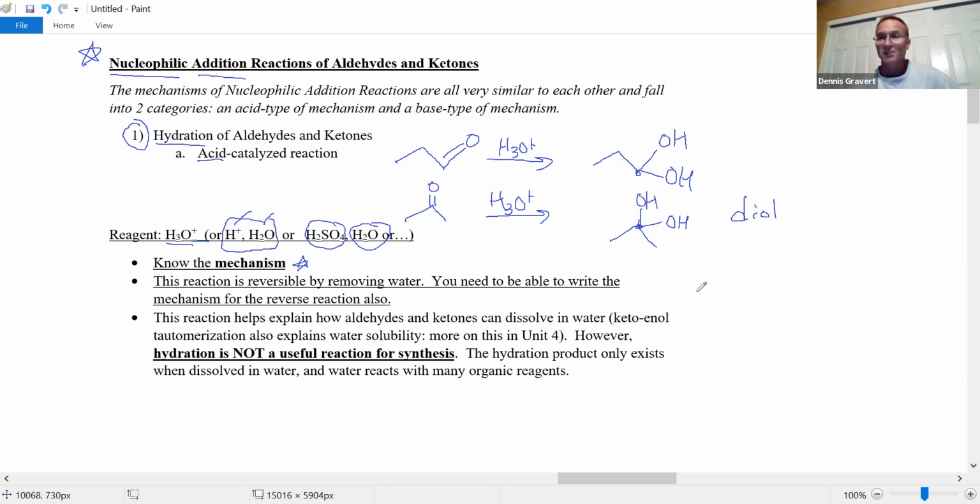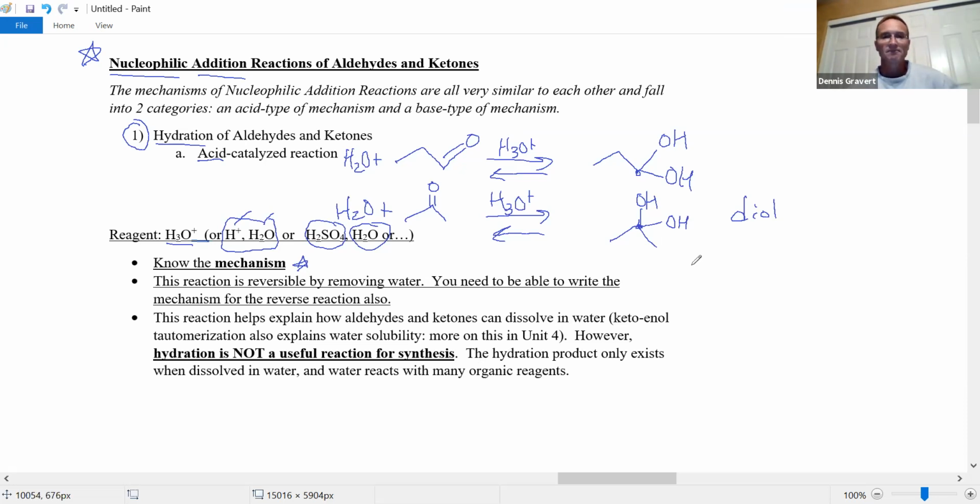The reaction is reversible. So what you do to get it to go backwards is you remove the water. On this side of the equilibrium, we're taking water, adding the aldehyde, adding an acid catalyst, and we make the diol. You can remove the water and drive the reaction backwards to get the ketone or aldehyde back. In the lab, do I have any notes on how to do that? Nope, must be later.